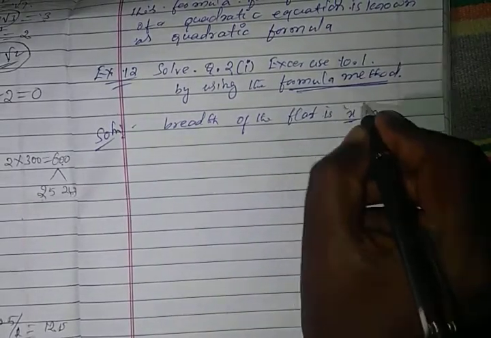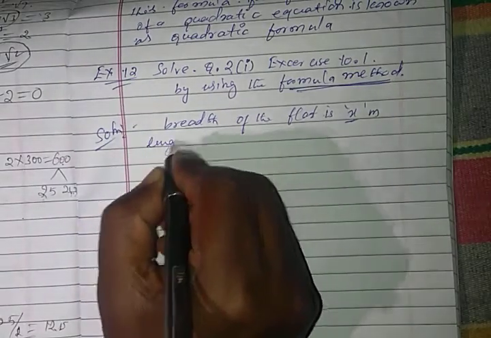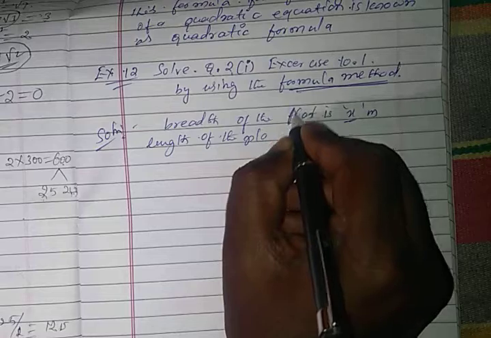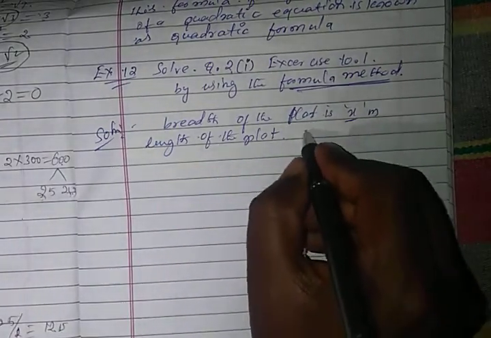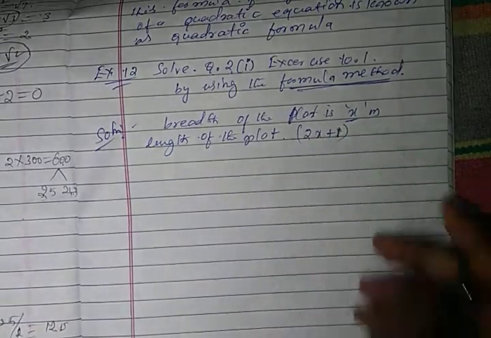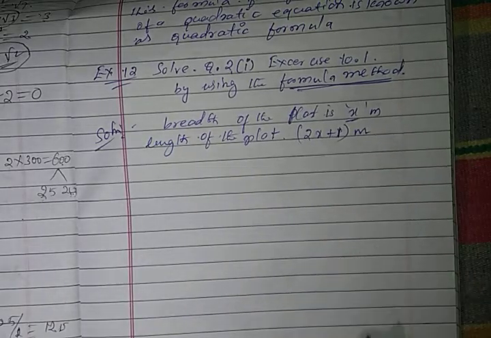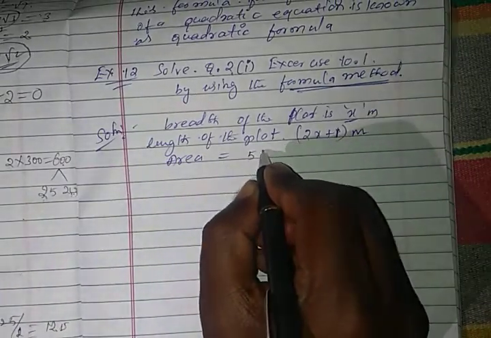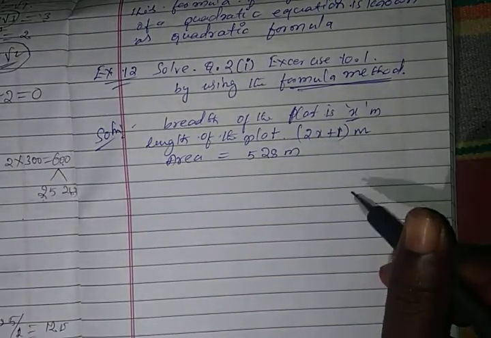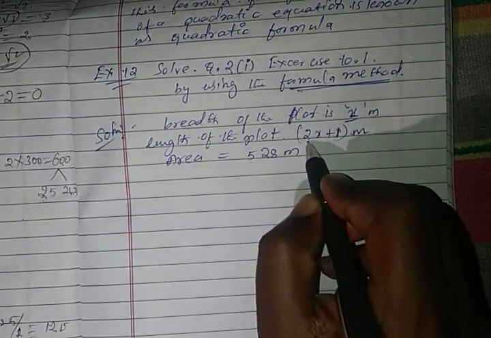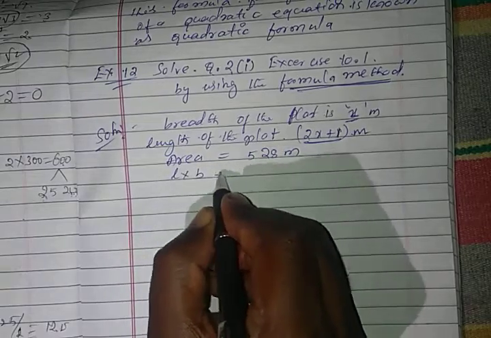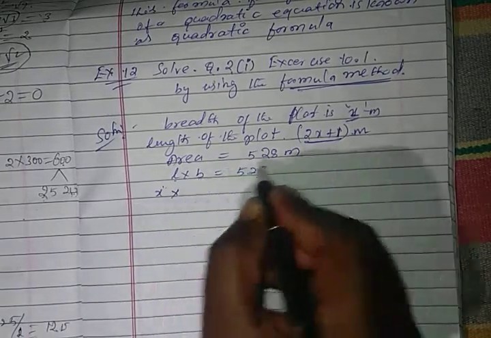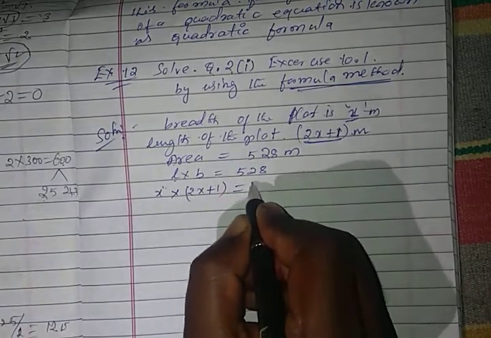Already you know that the breadth of the plate is x meter, and the length of the plate is 2x plus 1 meter, and its area is given as 528 square meter. The formula for area is L into B. So x into 2x plus 1 is equal to 528.